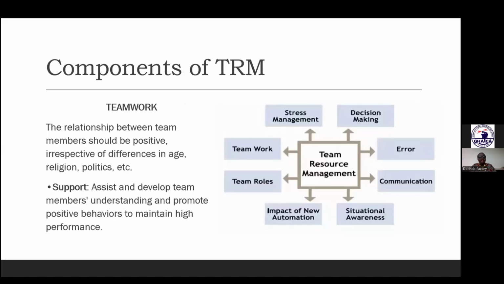Let's look at some of the components of team resource management. Team resource management comprises stress management, teamwork, team roles, impact of new automation, situation awareness, error, communication, and decision making. In the typical team resource management training, these components are treated as modules for a better understanding of the ATCO.